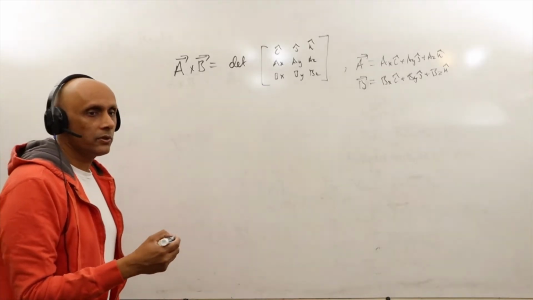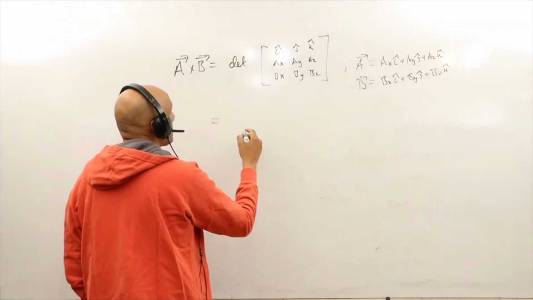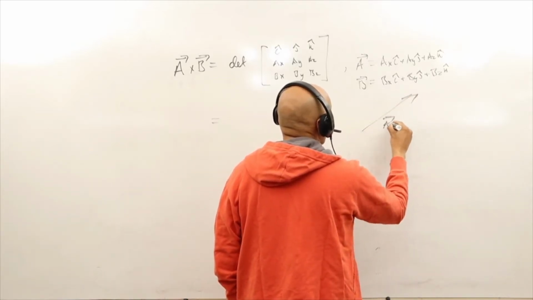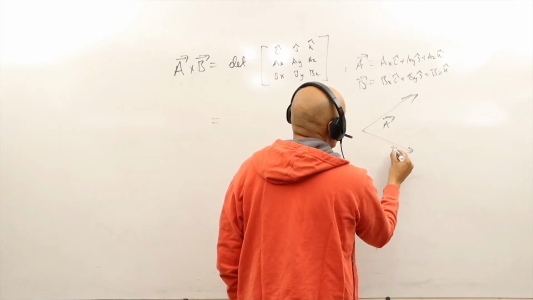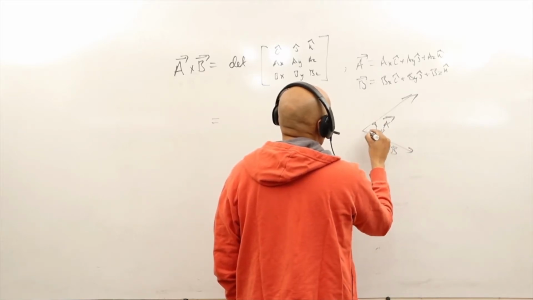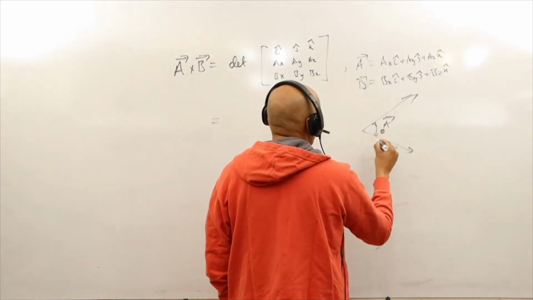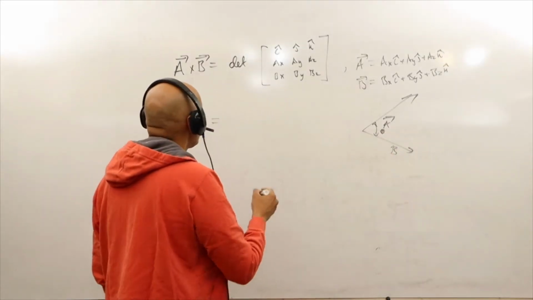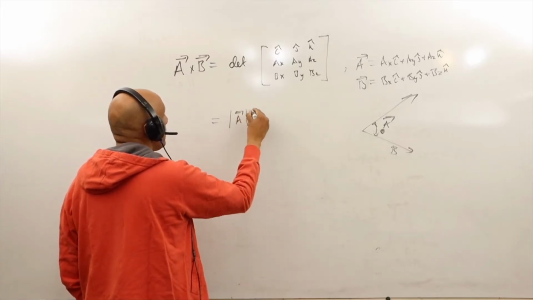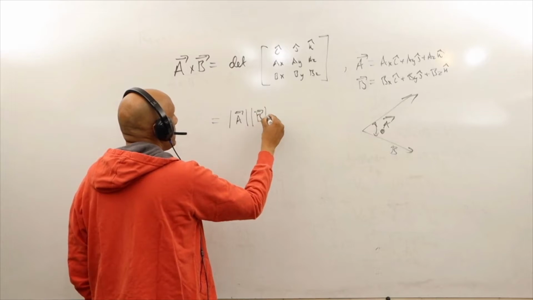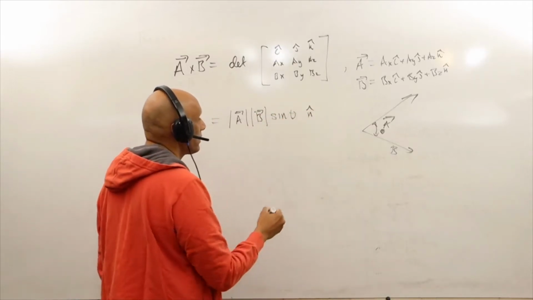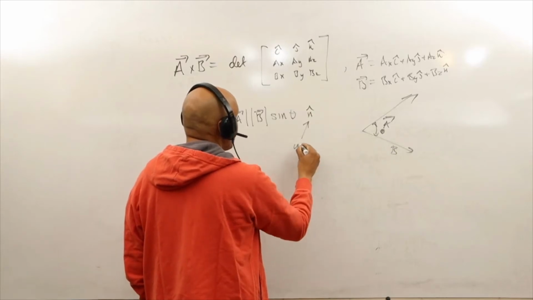We also have an alternative definition. Graphically, we have two vectors A and B, and there's an angle between them called theta. And so the second definition of the vector cross product is equal to the magnitude of A times the magnitude of B times sine of the angle between them times a unit normal vector. So this is our unit normal vector.